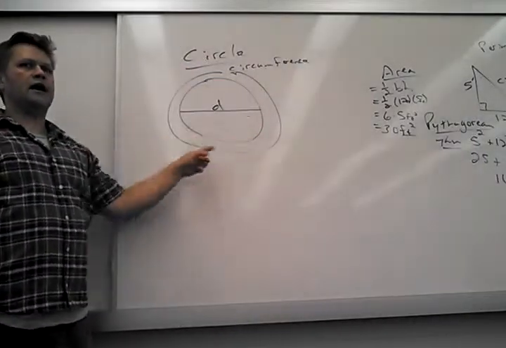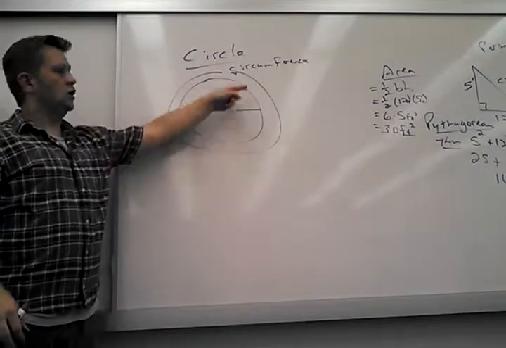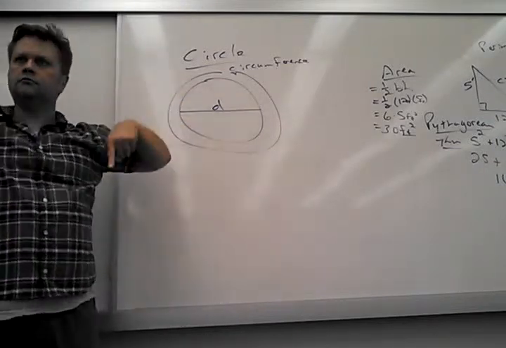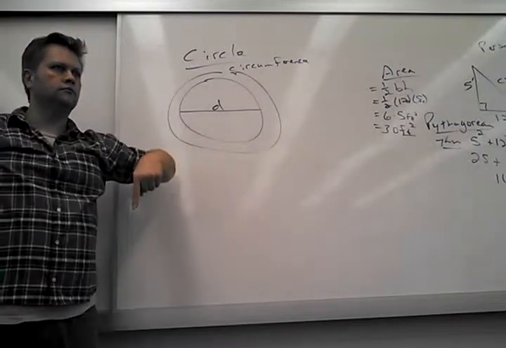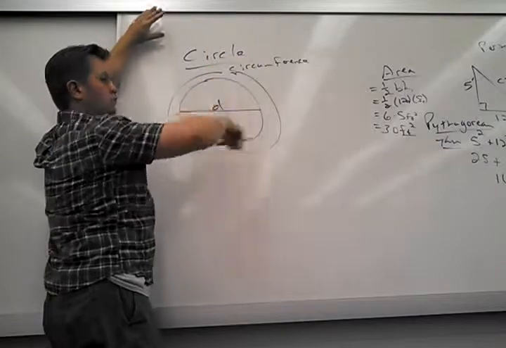How many sides does it have? Either none or infinitely many, depends on how you want to look at it. But we'll say it has no sides to it. There's no points to it. Like a rectangle has 4 points, 4 vertices. So it gets its own special name for its perimeter.